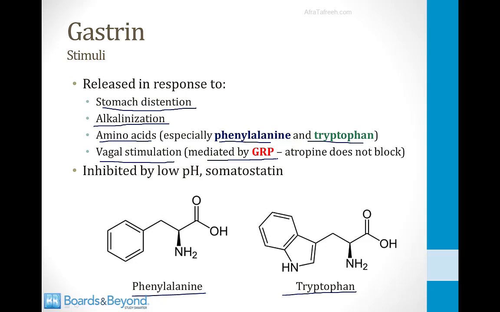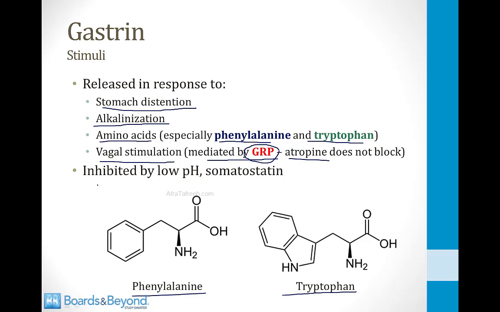It's an appropriate name for this peptide. And the reason this matters is because anti-muscarinic agents that block acetylcholine, like atropine, do not block gastrin stimulation of acid release, and that's because the neurotransmitter GRP is used in this one special situation.